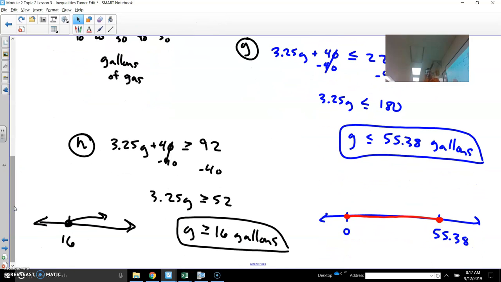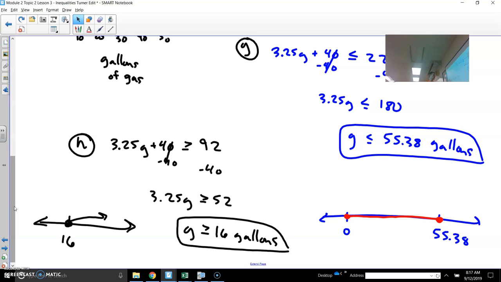And so I decided, it is less than 55, but you really can't have negative gallons. So I kind of showed a compound inequality here on the number line where X or G, I guess, has to be somewhere between 0 and this 55.38. This number is rounded, by the way.